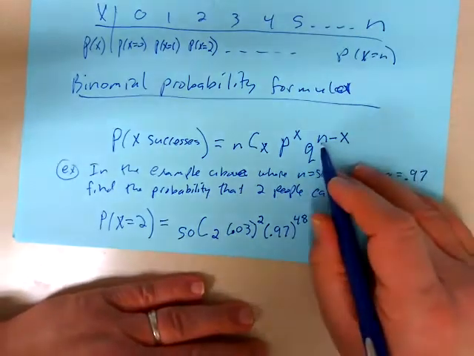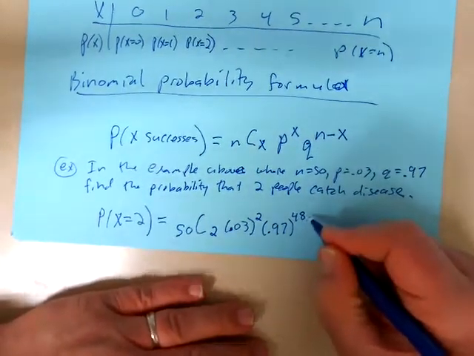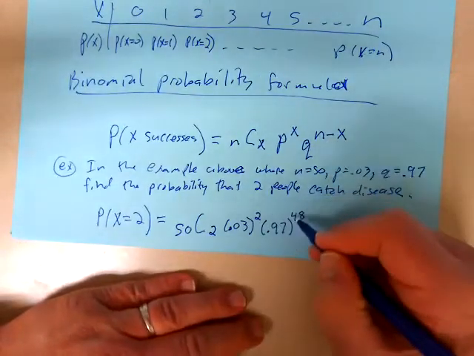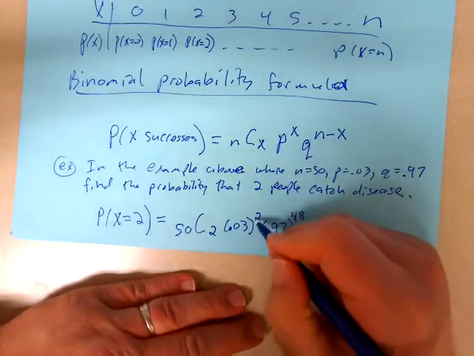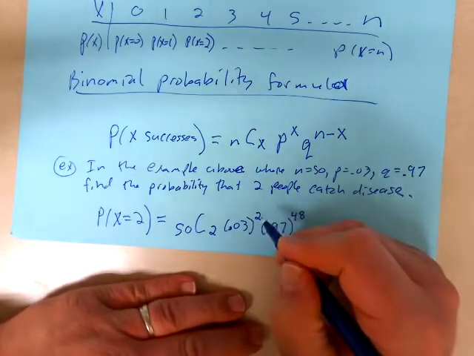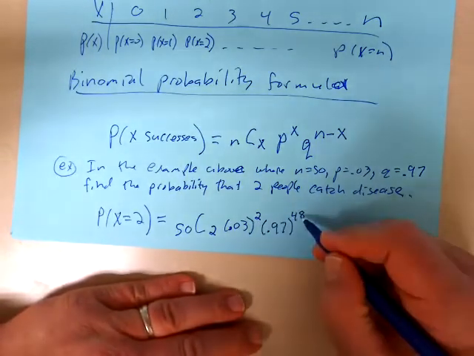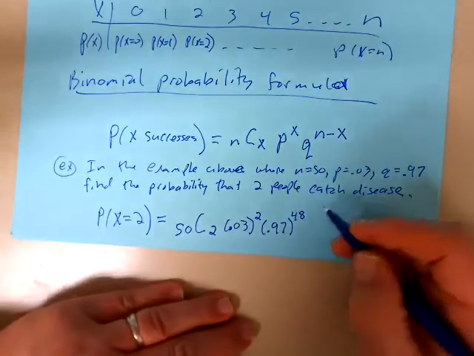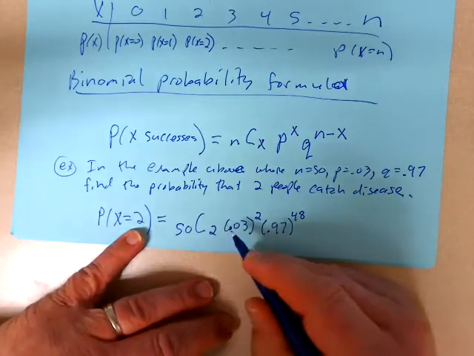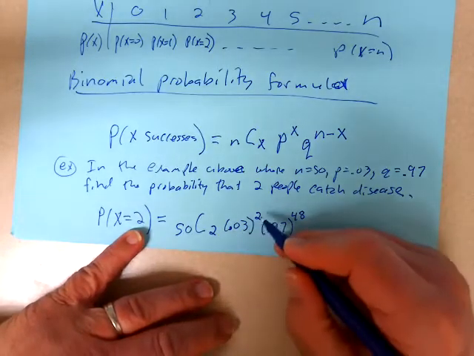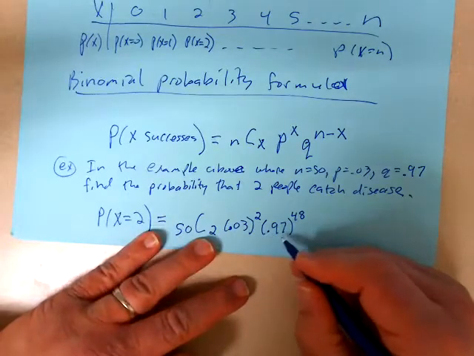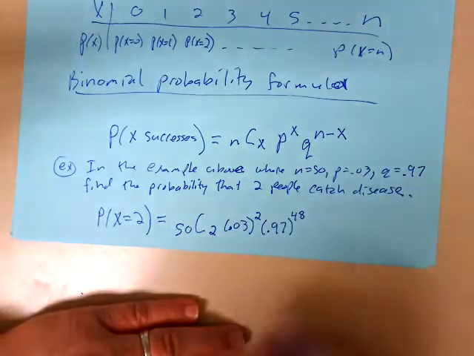So I don't put n minus 2 up here. If I want 2 successes, then I want 48 failures. If I want 3 successes, I want 47 failures. If I want 10 successes, then I want 40 failures, and so on. So it's really, out of 50, choose 2 successes, the probability of a success raised to the number of successes, the probability of a failure raised to the number of failures.